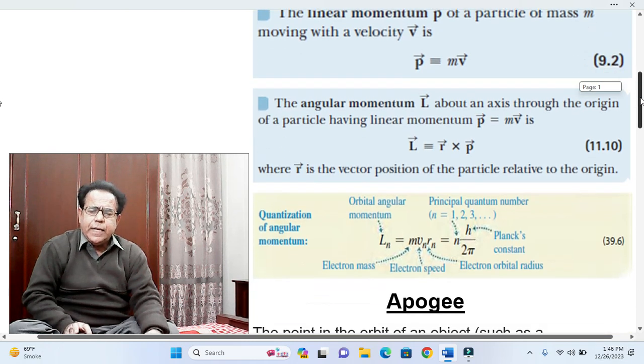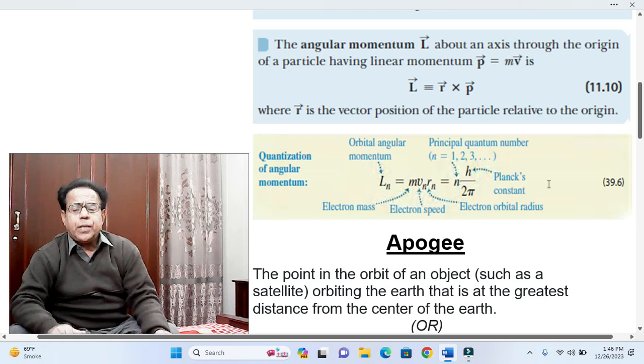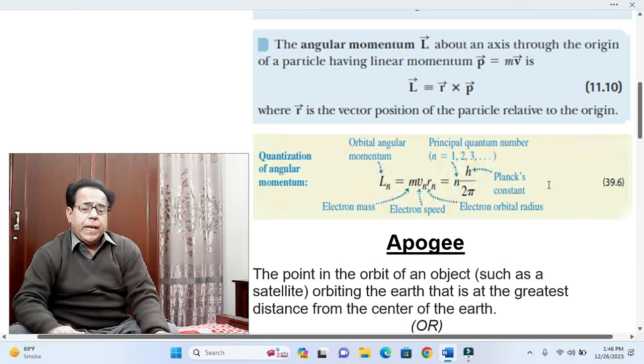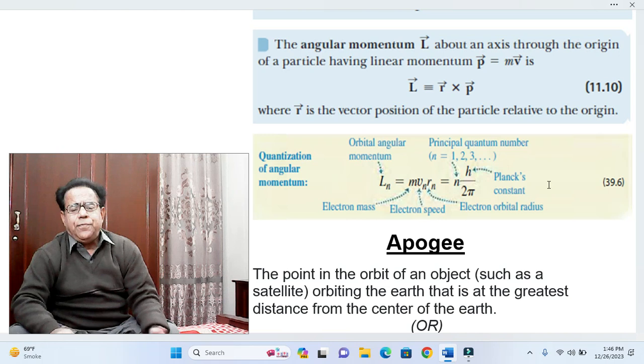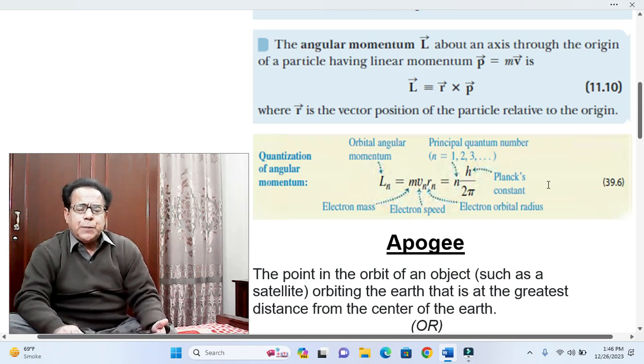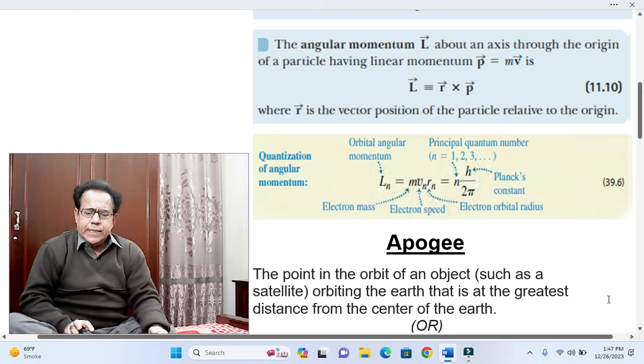Next we are going towards angular momentum. The angular momentum L vector about an axis through the origin of a particle having linear momentum P vector equal to m v vector is defined as R vector cross P vector. Okay, R cross P, the cross product or vector product of R and P, where R vector is the position vector of the particle relative to the origin. Okay, this is about angular momentum.